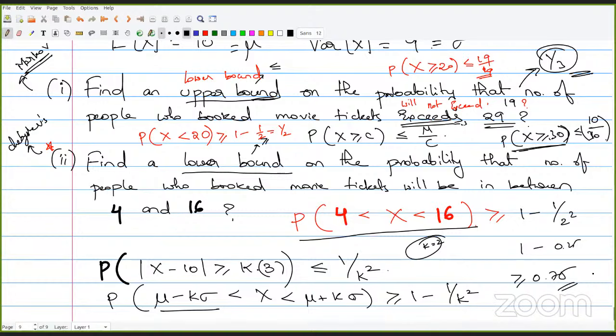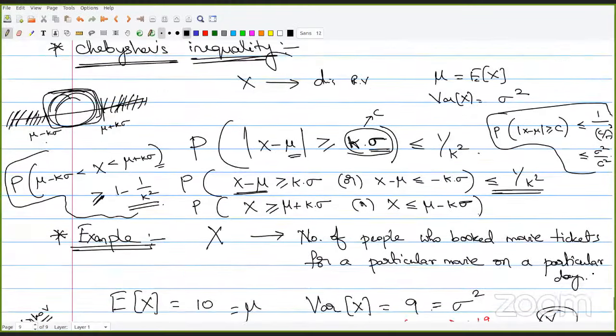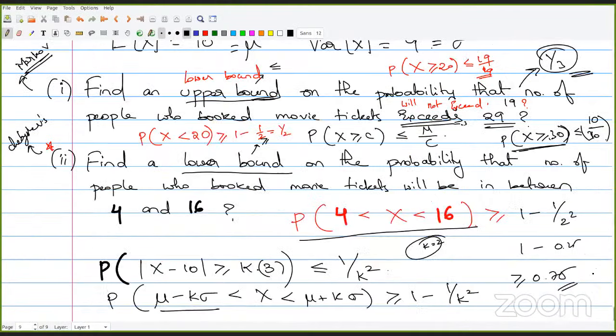Okay. Yes. So this is about Chebyshev's and Markov's. Also, at least and at most: it is at least 3 by 4. I have a question here.